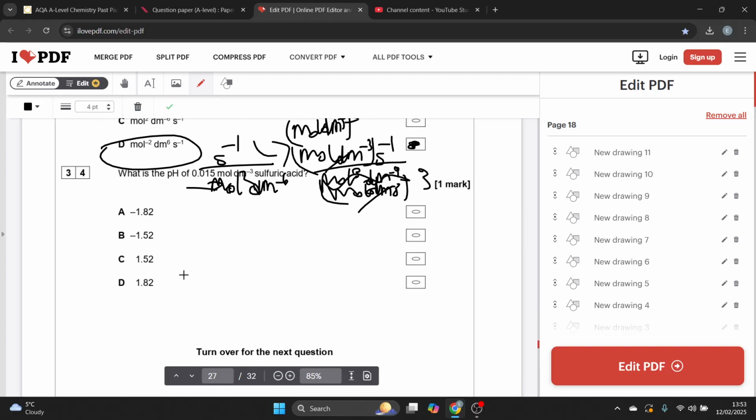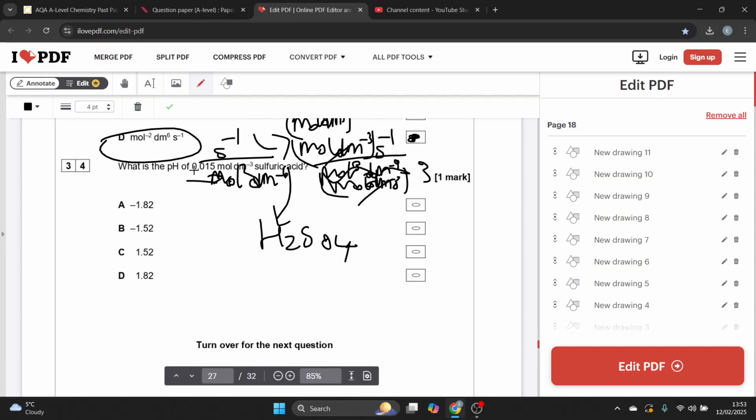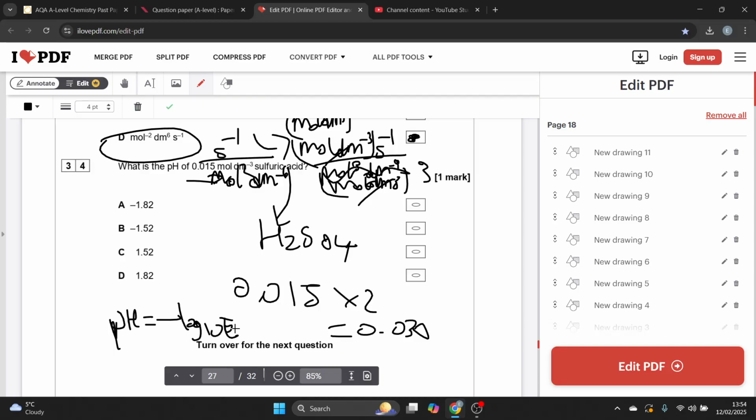Question 34. What is the pH of this much of sulfuric acid? The thing about sulfuric acid is that it's diprotic. That's the main thing, the trick part to this question. Once you've spotted that, you draw it out, then yeah, you've got it in the bag. 0.015, and then times it by 2, 0.030, and then pH equals minus log 10 of the concentration of H plus. You just substitute into there, minus log 10 of 0.030, 1.52. Don't forget the answer is C, 34C.